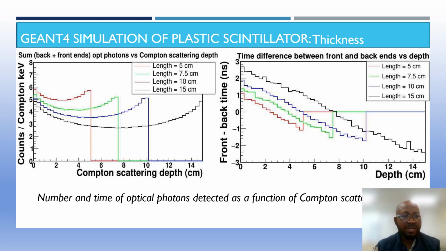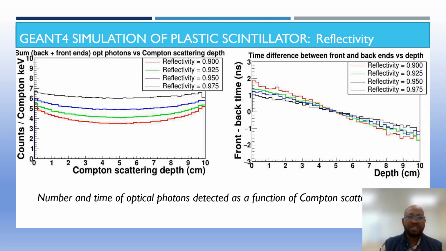where also we looked at the number of optical photons detected at each Compton scattering depth. So we looked at both ends of the scintillator, and then we realized that the highest number of optical photons were detected for a scintillator length of 5 centimeters. As the length of the scintillator increased, the number of optical photons detected also decreases. The time difference between the front and the back end of the scintillator at which the optical photons were detected was also determined, and the least time was found to be the one with the length of 5 centimeters.